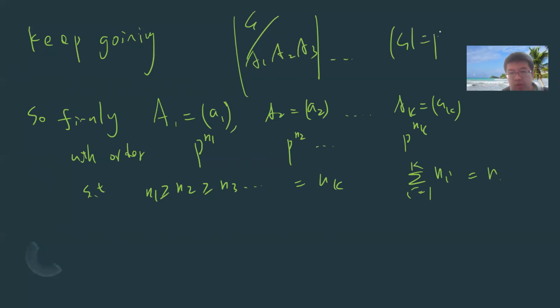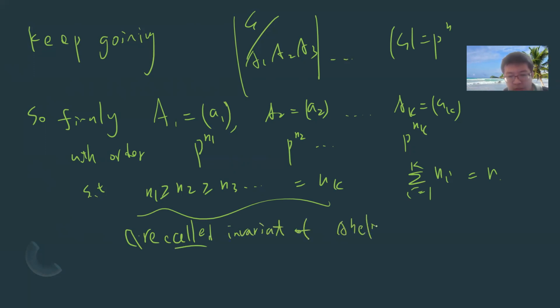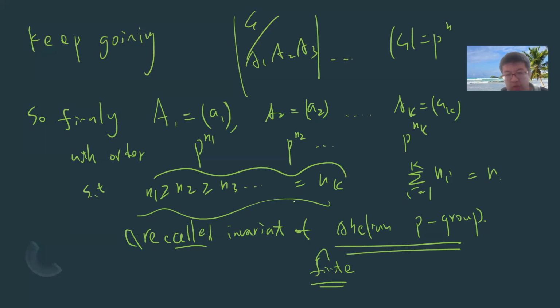Let's say our G has order P to N. So this is a constructive proof. These numbers are called invariants of the finite abelian P group. And in the next video we will prove that two finite abelian P groups are isomorphic if they have exactly the same invariants. So each abelian P group will give you a series of integers, let's say N1, N2, N3, up to Nk, and these integers are called invariants. So these integers can be different, right?